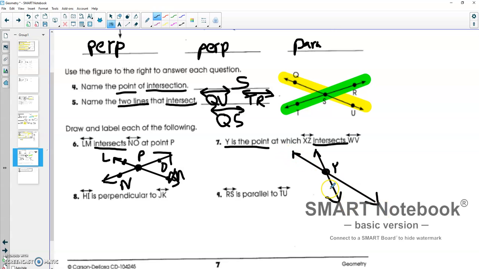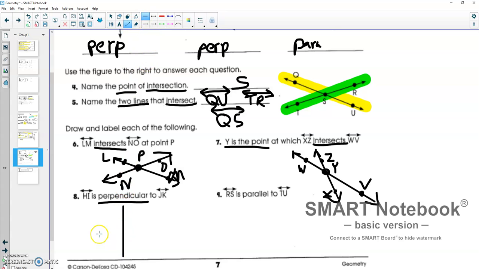Now it doesn't have to be this one, it could be over here. So I could put an X over here, and a Z over here. I could put a W here, and a V over here. So I have WV intersecting XZ at point Y. Doesn't say it's perpendicular or anything like that, so I can leave this blank area. I don't have to put a little box to signify a right angle. But number 8, it's perpendicular, so I do have to do that.